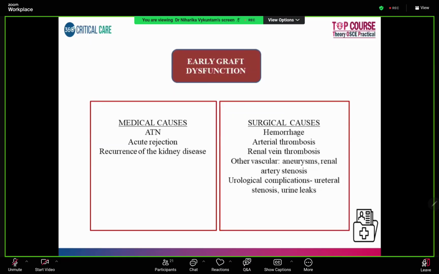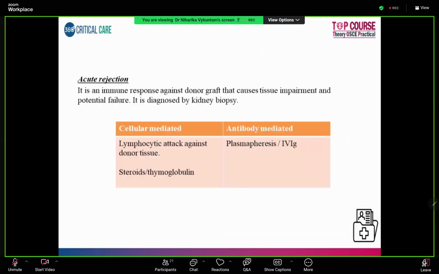Now, just a note on early graft dysfunction. Now, we'll see what are the causes of the early graft dysfunction. It could be a medical cause or it could be a surgical cause. So, what are the medical causes for early graft dysfunction? It could be acute tubular necrosis of any cause, acute rejection, or any recurrence of the kidney disease. Now, what are the surgical causes? It could include hemorrhage, any thrombosis of renal artery or renal vein, any other vascular complications like aneurysm or renal artery stenosis, and urological complications like ureteral stenosis or urinary leaks.